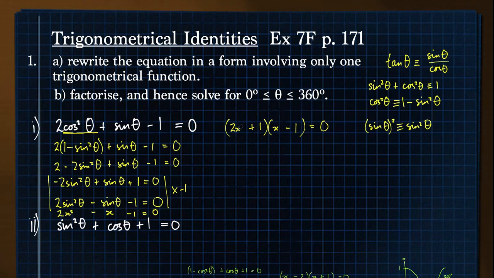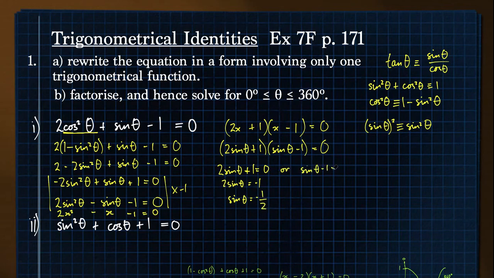If I write that now, x is sine theta, so I write that out in terms of sine theta. That's 2 sine theta plus 1, sine theta minus 1 equals 0. So either 2 sine theta plus 1 equals 0, which means that 2 sine theta equals minus 1 and sine theta equals minus a half, or sine theta minus 1 equals 0, so sine theta equals 1.